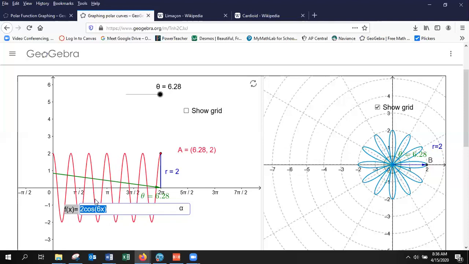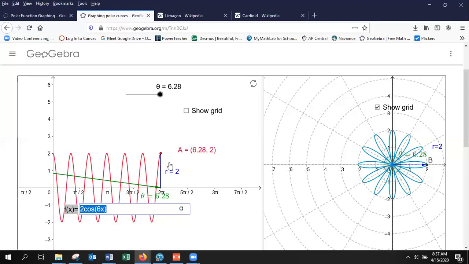And once again, I encourage a little bit of playing so you can take a look and see what's going on. So what's happening on the rectangular system is this frequency creates additional loops. This cosine occurs 6 times. Therefore, it's going to create a series of 6 loops, positive and negative radius, which is why we end up with 12 loops overall, or 12 petals to this rose.